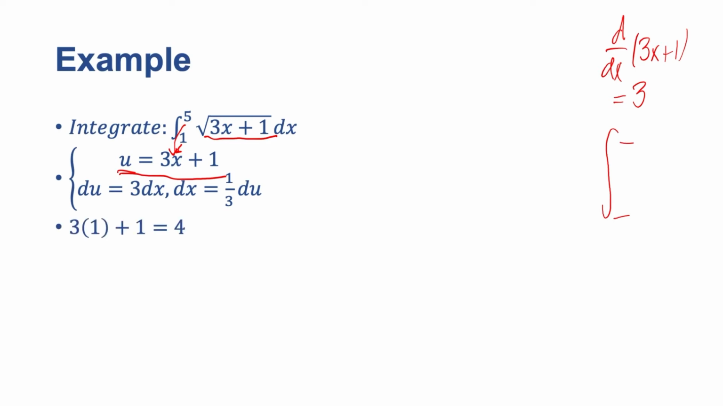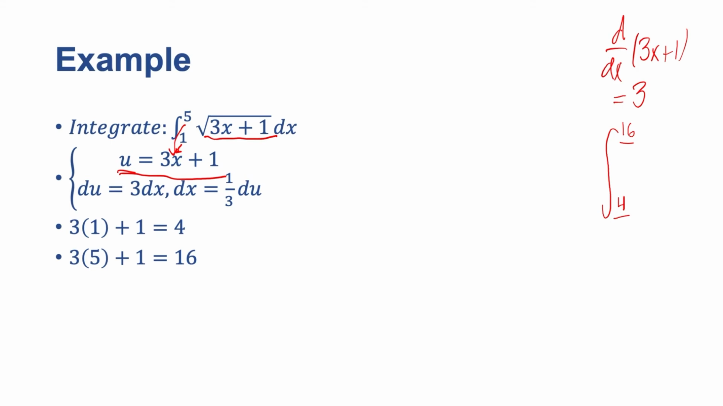If I plug in 1, we'll get 3 times 1 plus 1. So 3 times 1 is 3, plus 1 is 4. So we get 4 as our lower bound. Now we'll do it with our upper bound. We'll do it with 5. So we'll do 3 times 5, which is 15, plus 1 is 16. So now we have 16 up here. Now we have our two bounds. Now we have mapped our bounds into our u domain.